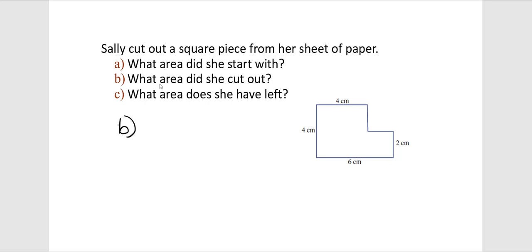Okay, so we're doing B now. We know the shape was a square. So if I just draw that square, I want to find the area of that square, the part she cut out. So that's what I want to find now.